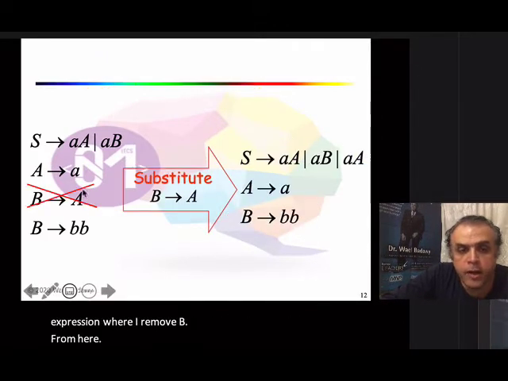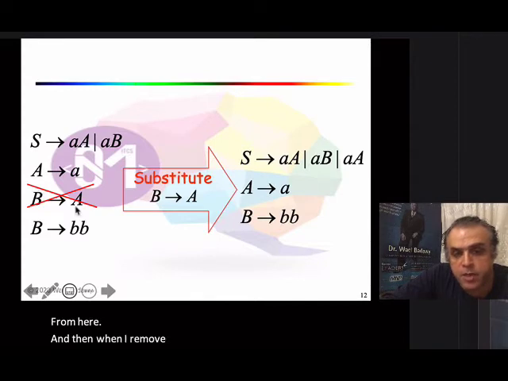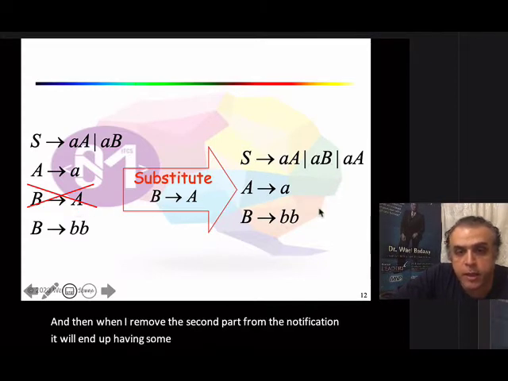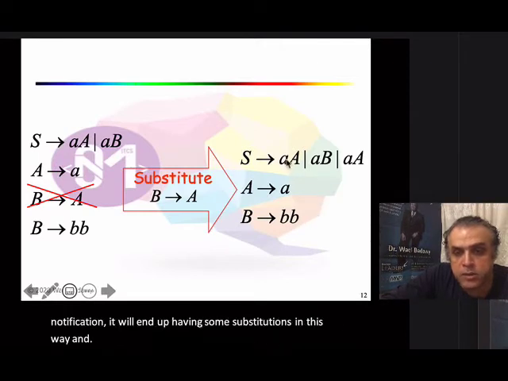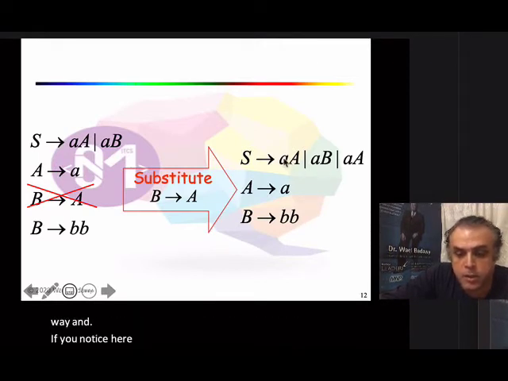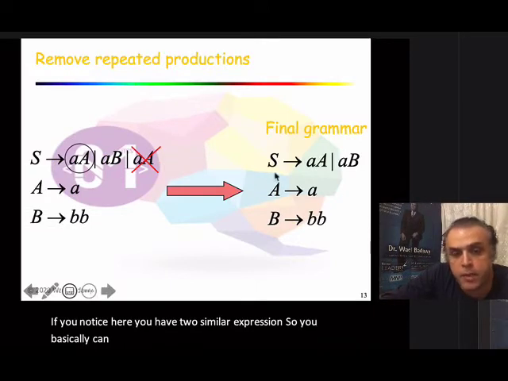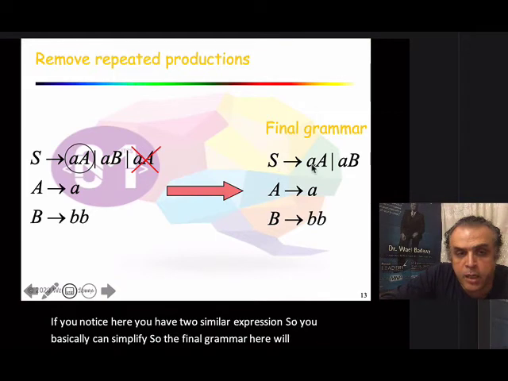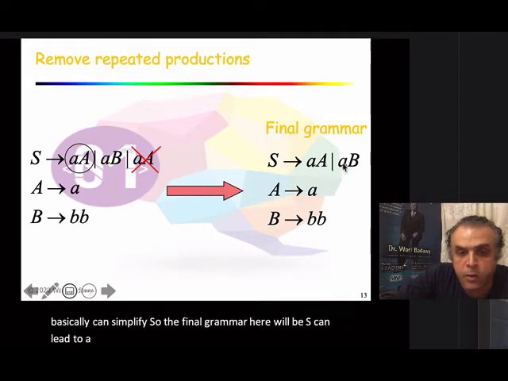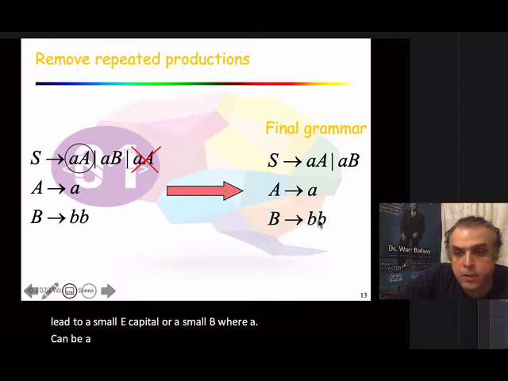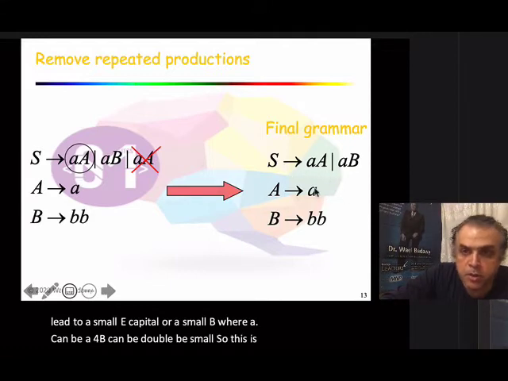And then when I remove the second part from the nullification, it will end up having the substitutions in this way. And if you notice here, you have two similar expressions, so you basically can simplify. So the final grammar here will be S can lead to a A or a b, where A can be a or B can be bb. So this is the particular final grammar for the original.